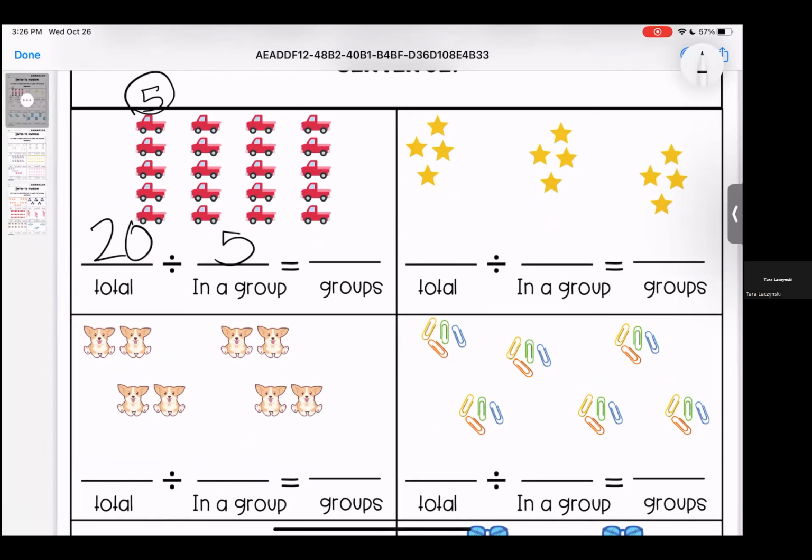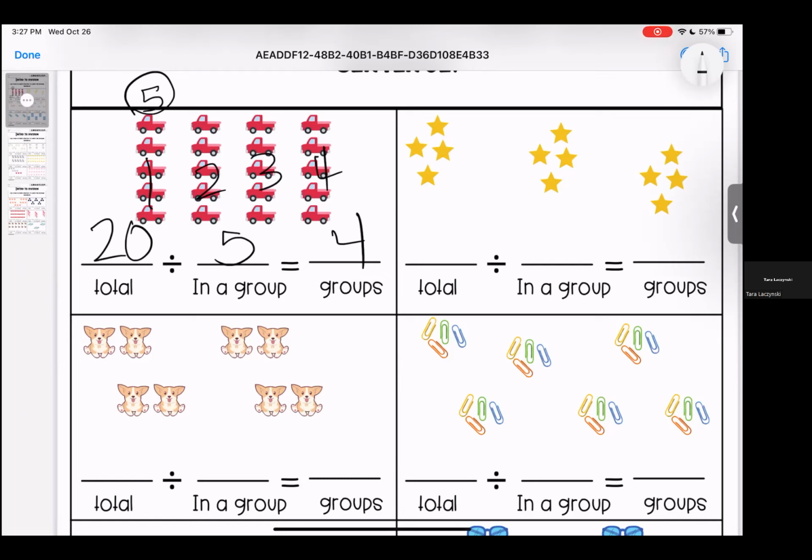And how many groups do I have? I have 1, 2, 3, 4. So this tells me that 20 divided into 5 gives me 4 groups. Each group has 5. So 20 divided by 5 gives me 4.